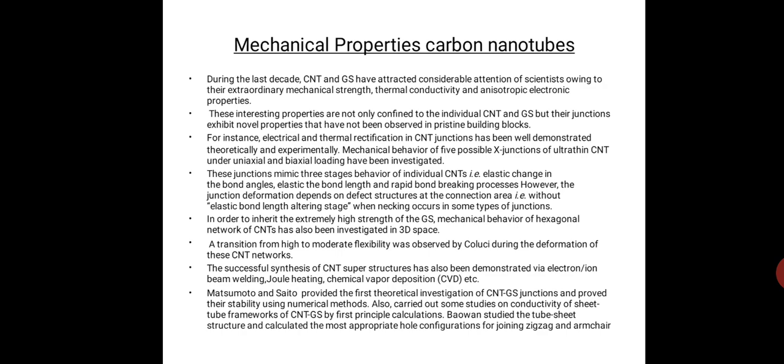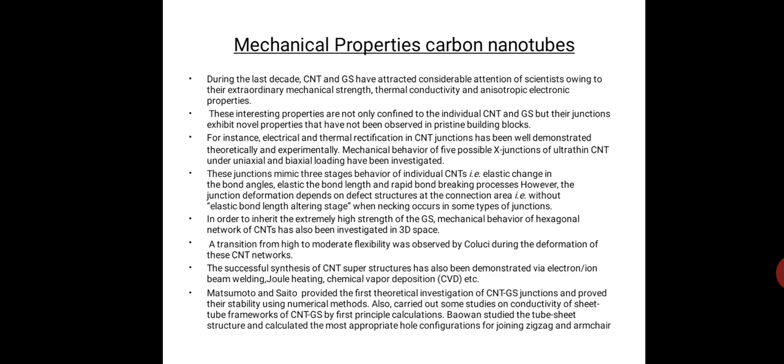Mechanical behavior of the 5 possible extensions of ultra-thin CNTs under uniaxial and biaxial loading has been investigated. These junctions mimic the 3 stages of behavior of an individual CNT, that is, elastic change in the bond angle, elastic bond length change, and rapid bond breaking process. However, the junction deformation depends on the defect structure at the connection area, that is, without the elastic bond length altering stage, when necking occurs in some types of junctions.